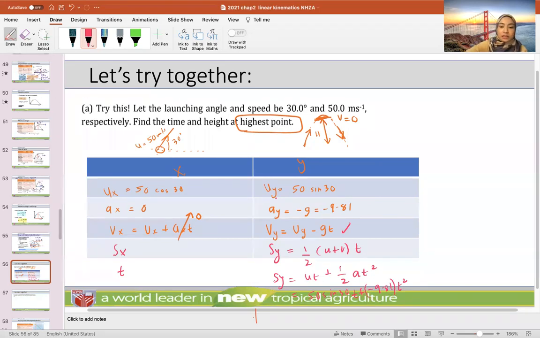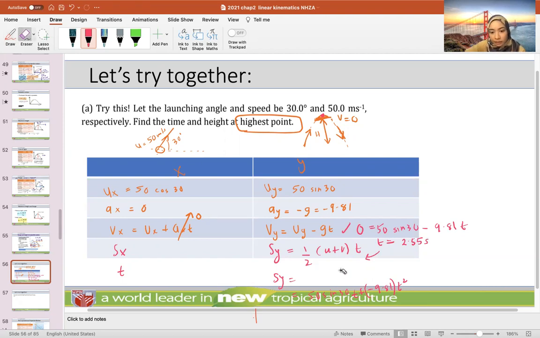So kalau saya sebab saya malas, so saya cakap okay, so I know that at the highest point my Vy is equal to 0, right? At the highest point my V is equal to 0 and my Uy is this guy 50 sin 30 minus 9.81 T. So I solve for my T first. So T is equal to 50 sin 30 divided by 9.81. So it's 2.55 seconds, right? 2.55 seconds. So I get the time. And from the time, I can plug it into this equation.